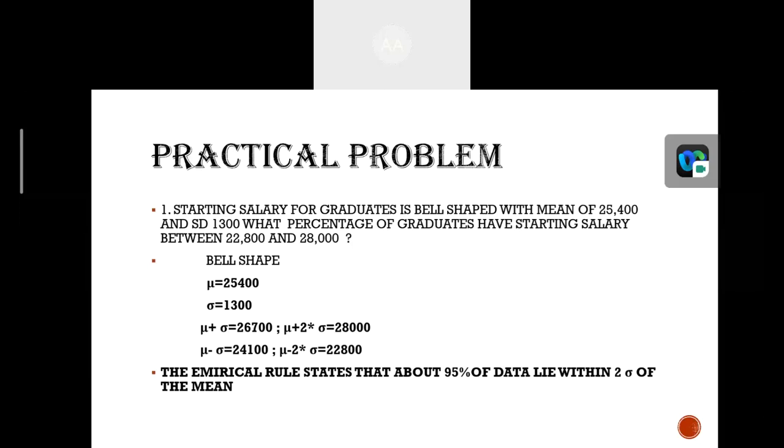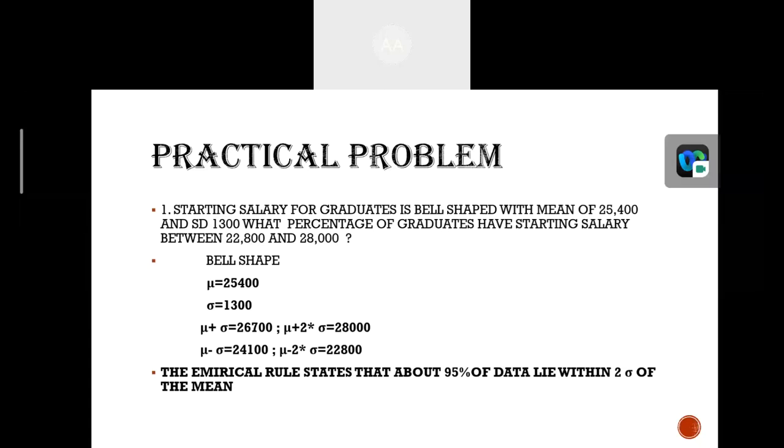So here, we are considering a normal distribution, a bell-shaped curve, where the mean is 25,400. The standard deviation is 1,300. So we have to calculate mu plus standard deviation towards the right. Mu plus standard deviation means 25,400 plus 1,300, and for mu minus standard deviation we have to deduct it from that. And the next is we have to see in which data it will be, we will get the correct answer.